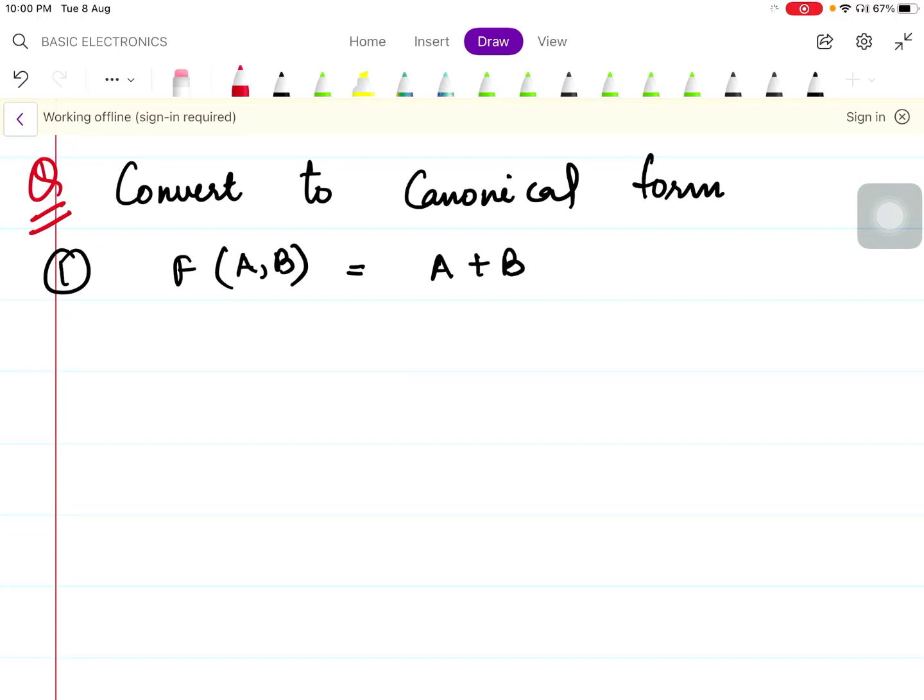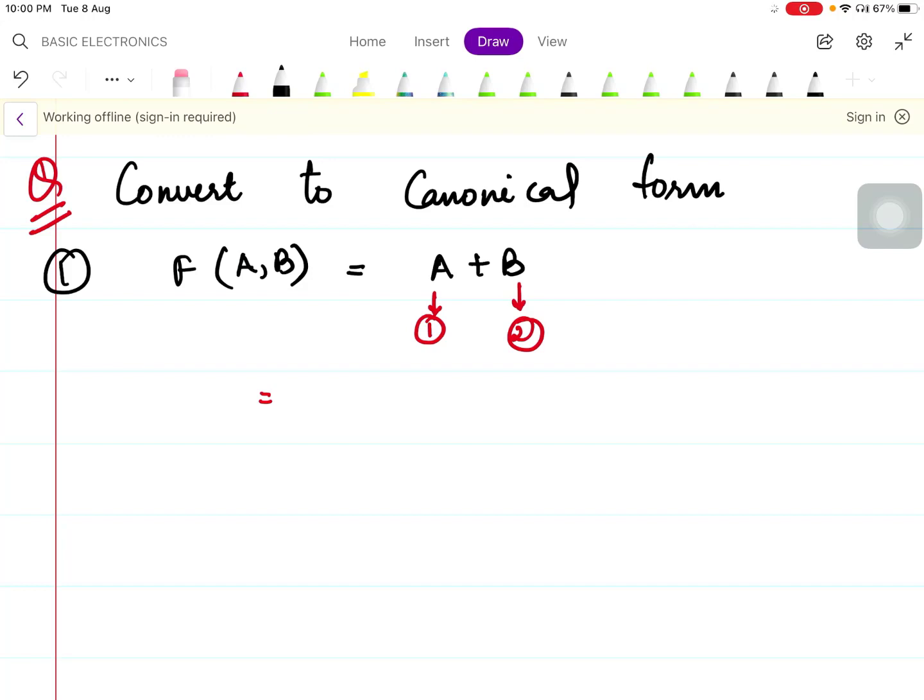The first question is that f as a function of a and b, and the expression given is a plus b. So this is sum of product form. There are two variables and there are two terms. In the first term, one variable is missing, that is b, and in the second term, variable a is missing. So how to convert it into the canonical form?